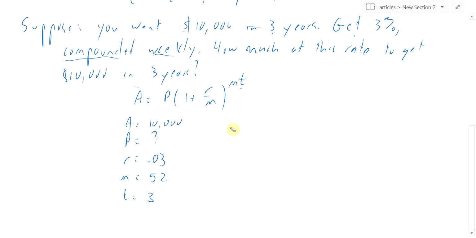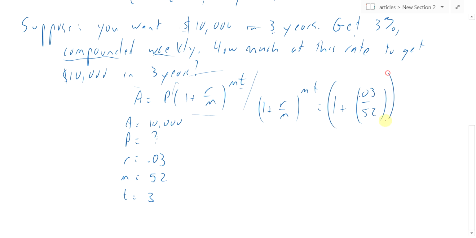So, what I usually do if I'm looking for P is I'll calculate this part first. What's this going to be? It's going to be 1 plus 0.03 divided by 52. That's a 3 and not a 5.